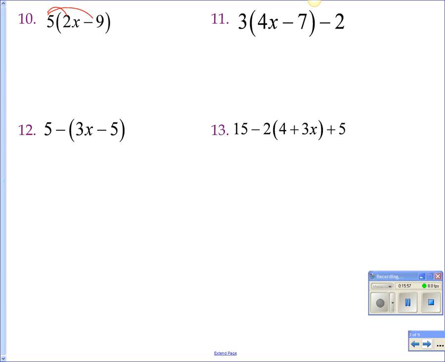5 goes to both things. What's 5 times 2? 10. What do I have to put beside of it? X. You also have to do 5 times 9. It has to go to everything. 5 times negative 9. Anybody? Negative 45. Okay. All right, take a minute and write down number 11.